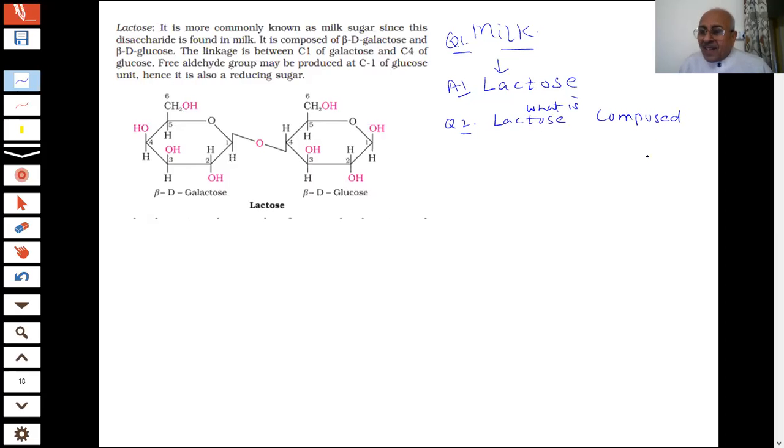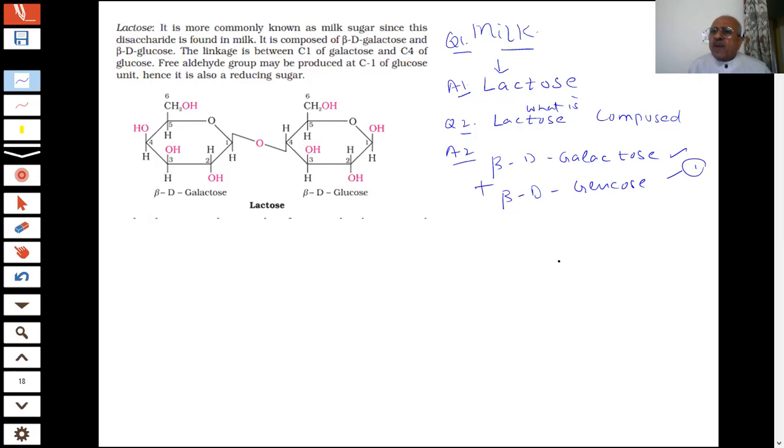It is a disaccharide. There will be 2 monosaccharides. Which 2 monosaccharides are present? Glucose and galactose. Which one? See here what is written. Beta D galactose and beta D glucose. These are the 2 monosaccharides. Students, you should remember it. It is a 1 mark question that has been asked in the paper. On hydrolysis, they will produce what? Beta D galactose and beta D glucose.